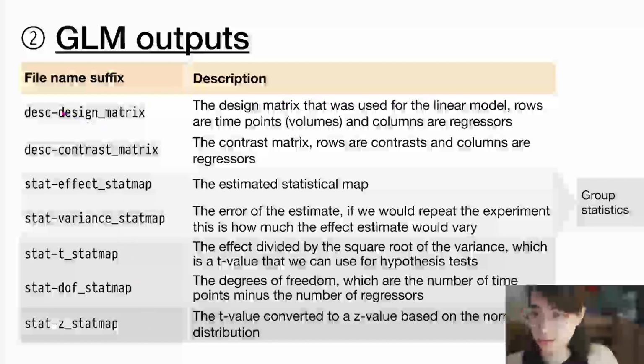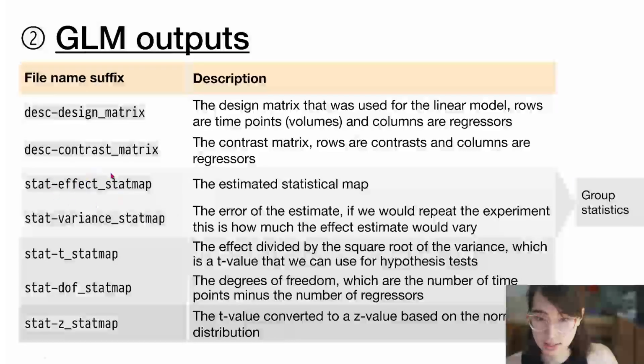So you will get your design matrix and your contrast matrix. And that will tell you, okay, for each volume, what kind of regressors do we have? And you can also load these into any program and inspect these. So this is also really good for just seeing what was actually done with your data. So next, after the GLM has been run, you will get effect and variance maps. These are actually what you would pass to group statistics.